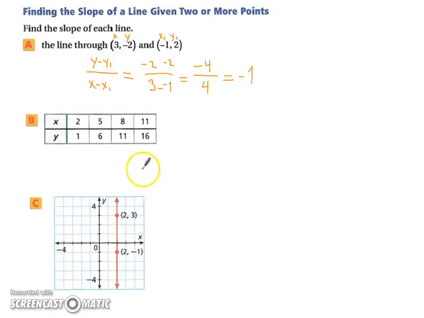Take a moment and pause the video and see if you can do B and C. As a hint, for B, you only need to select 2 of the points to be able to find the slope.